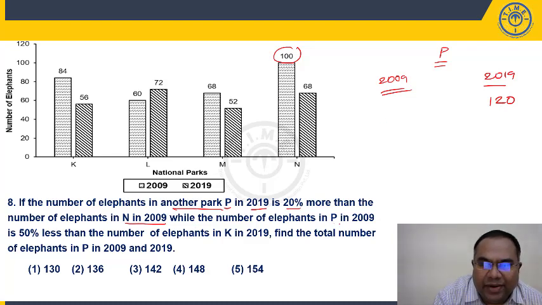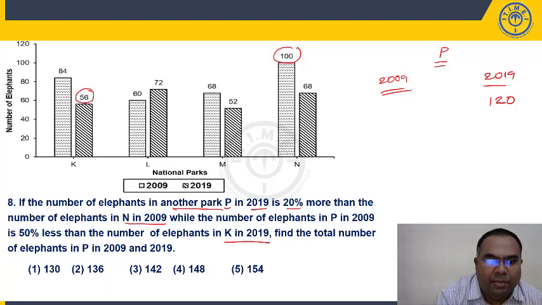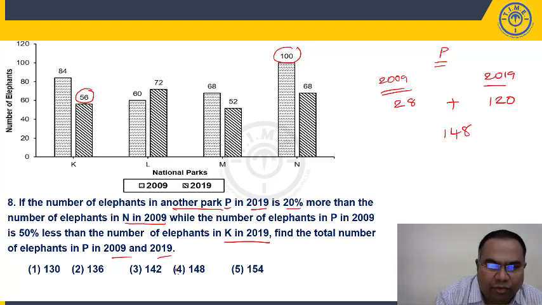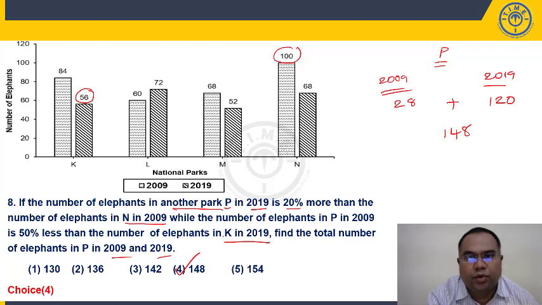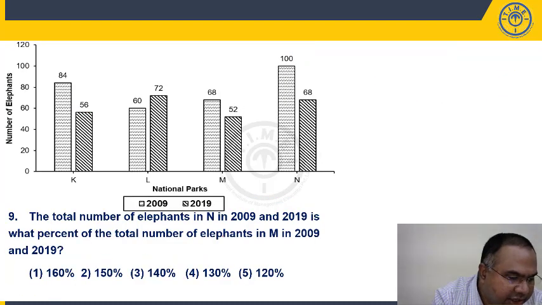While the number of elephants in P in 2009 is 50% less than the number of elephants in K in 2019. K in 2019 is this, and this is 2009. 50% means half of this is less. So 2009, half less, means it is 28. So the total number of elephants in P in 2009 and 2019 is 120 plus 28, 148. 148 is present in choice 4. Right? Next question, students. Question number 9 on your screen.